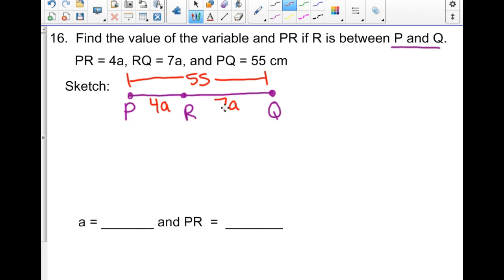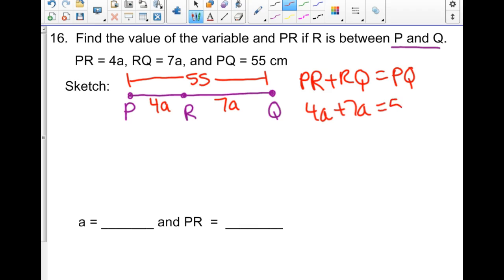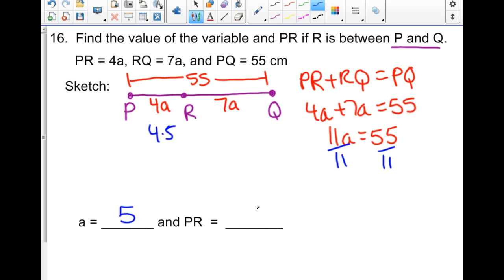So that would mean that you could add PR plus RQ to get PQ. That's our segment addition postulate. 4A for PR plus 7A for RQ would equal 55. Now we have an equation. That's 11 times A is 55. When you combine your like terms, divide both sides by 11, and we get A is 5. And then P to R would be 4 times 5, which is 20, and that would be in centimeters.